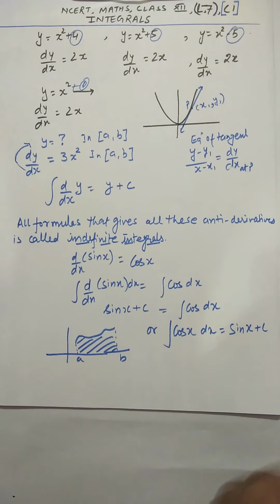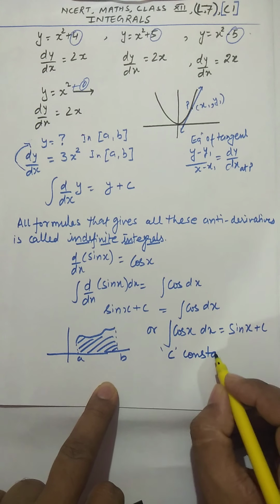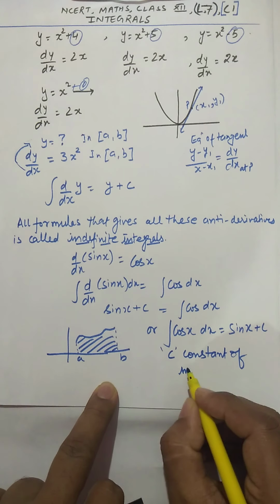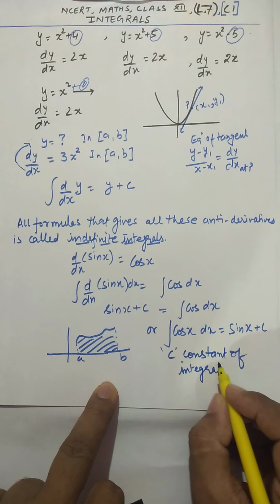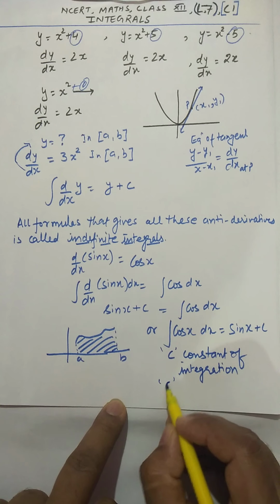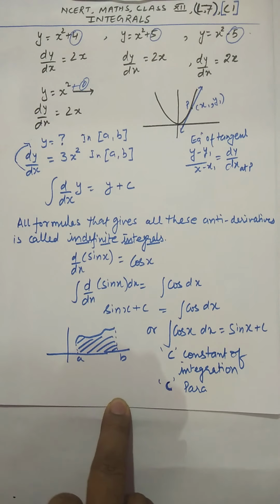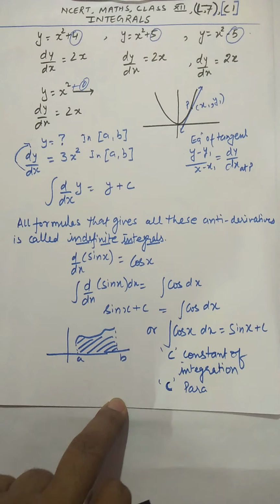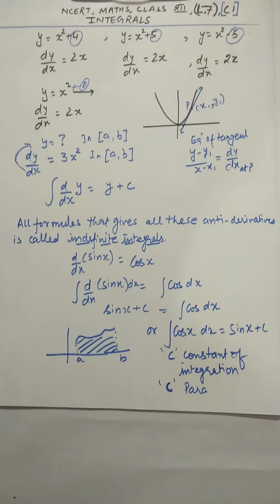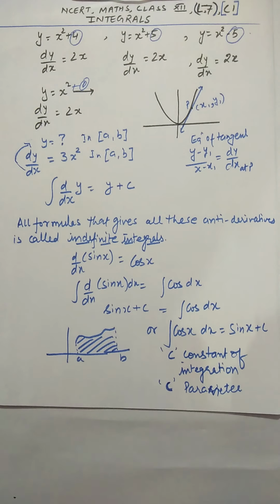Here this c is called the constant of integration. You can also say this is a parameter. C is also called an arbitrary constant. So this is a parameter or arbitrary constant.